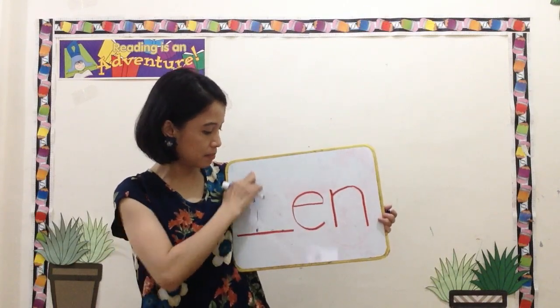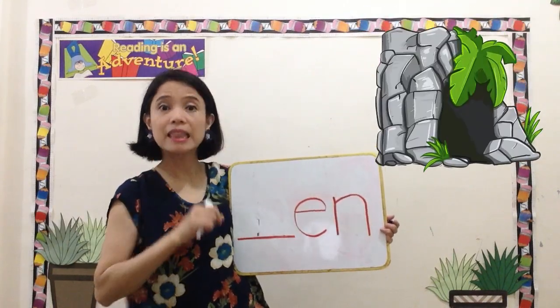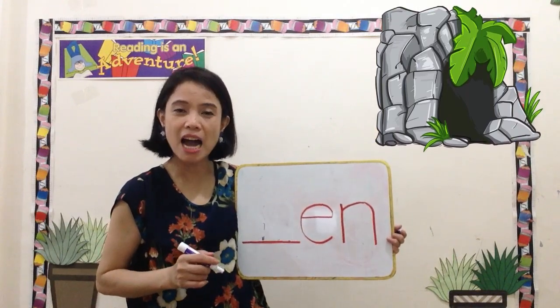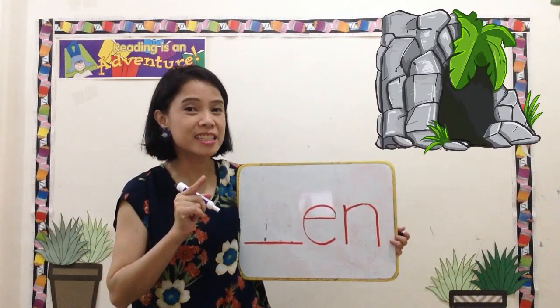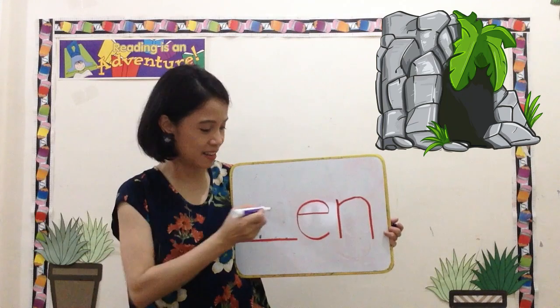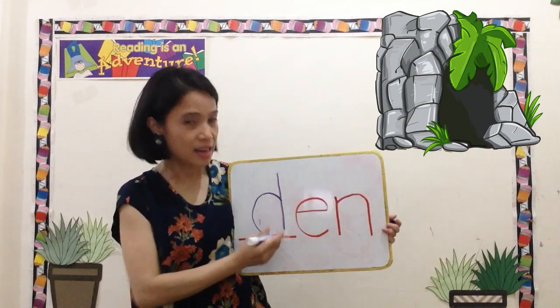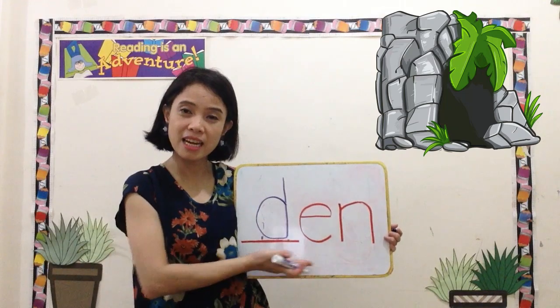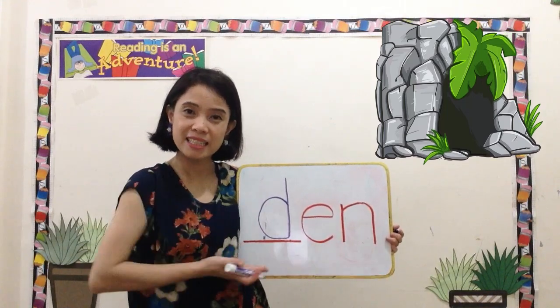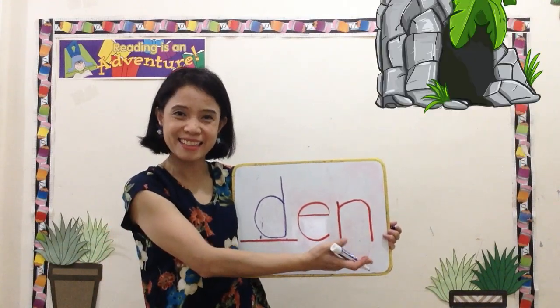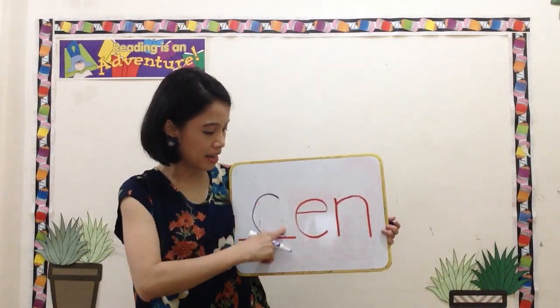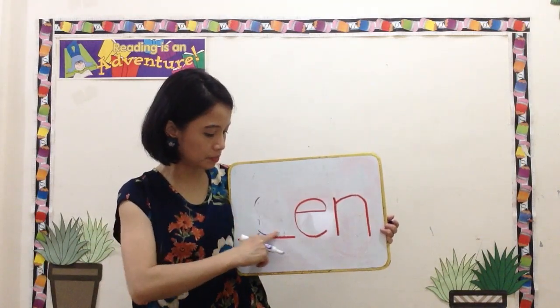Next one is den. D. I heard D. D. D. Let's blend the sounds. D, en. Den. Good job. And let's have the next one.